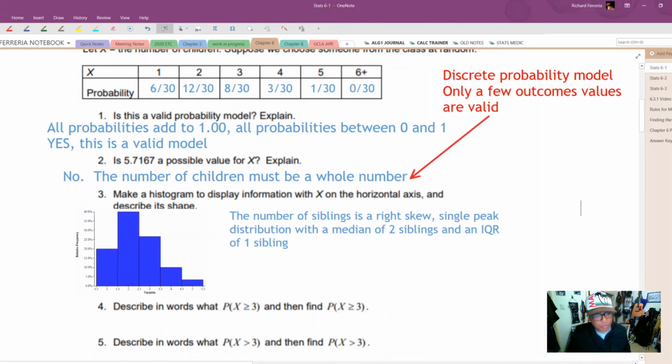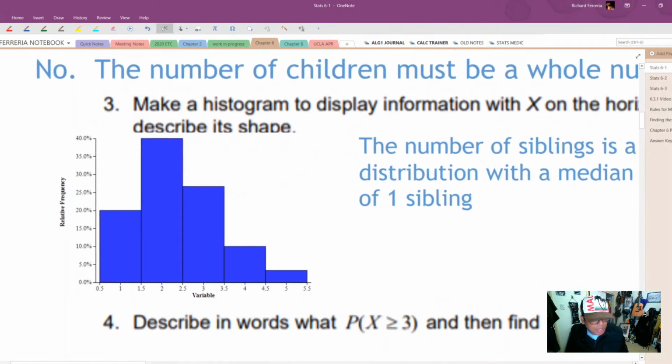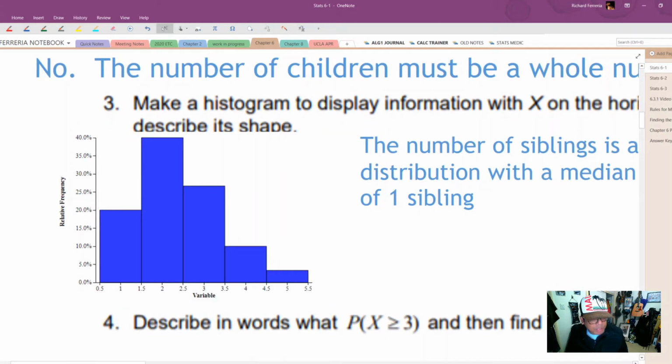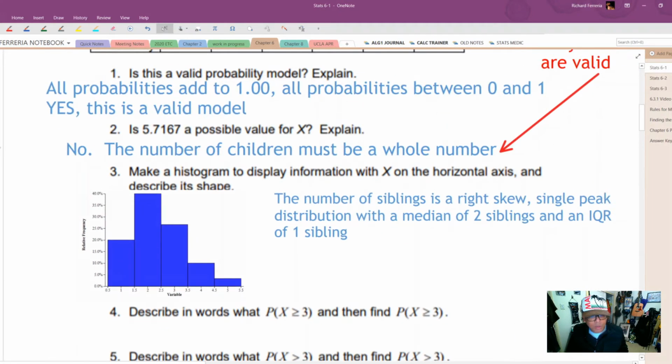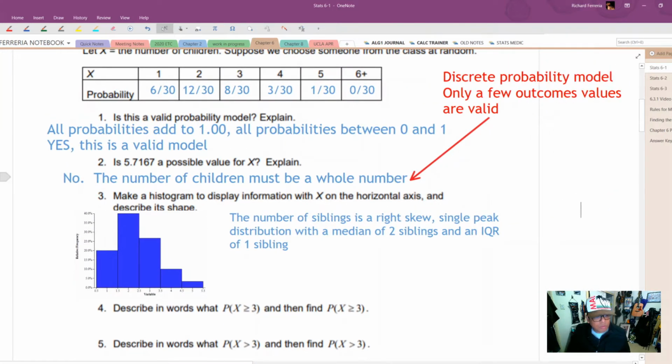Popping that information over into Statlet, we can create a histogram really quick. One thing I want you to notice is that all of these bars are centered on the integer values of the number of children, not starting from 0 and going to 1, but centered at 1. That's the correct way for us to deal with integer values for a discrete probability distribution.